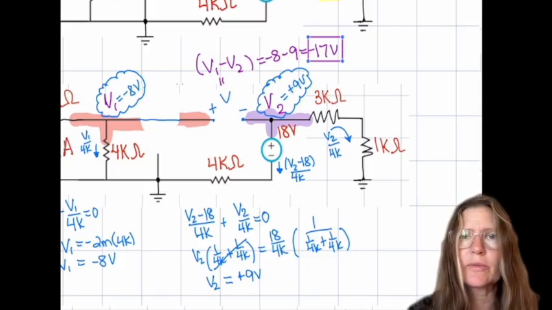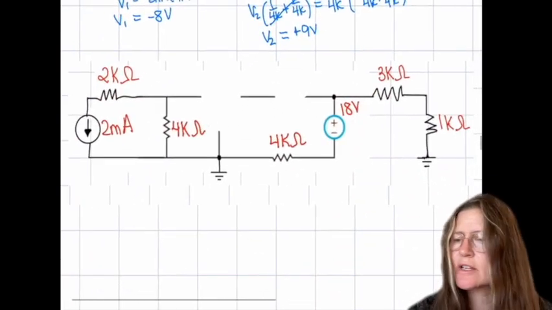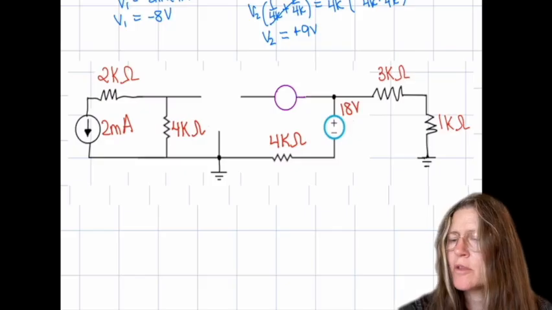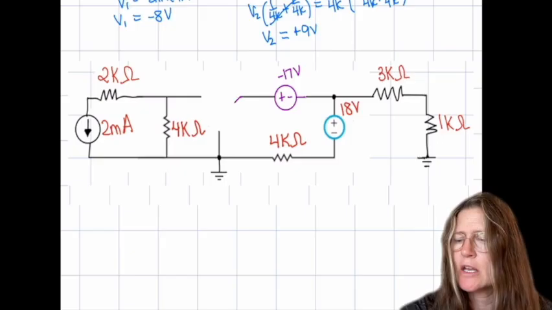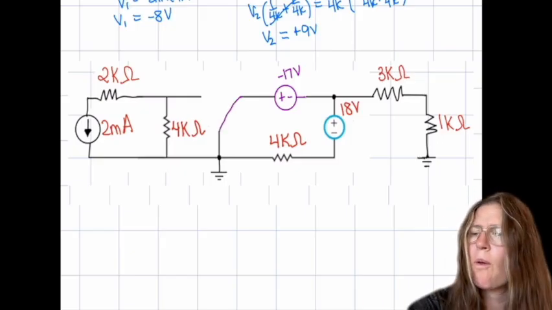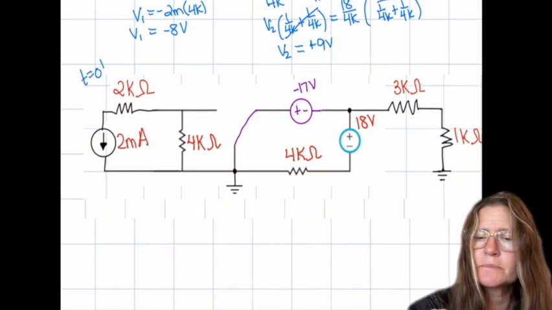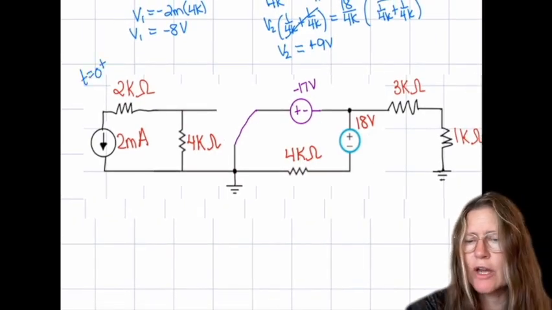This means that when the switch happens, that voltage has to stay the same. So we are going to put the voltage, plus to minus, as minus 17 volts. And now, this is our initial value step.